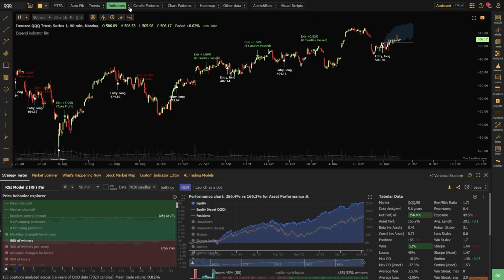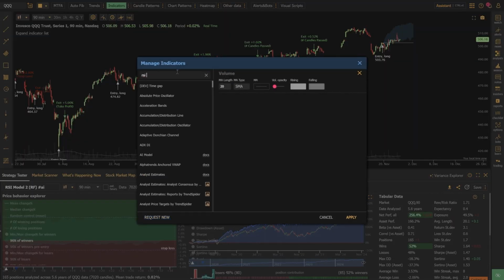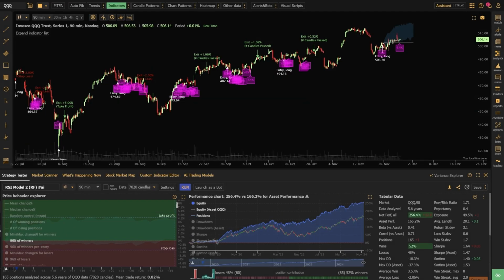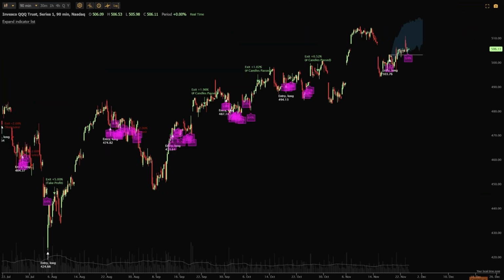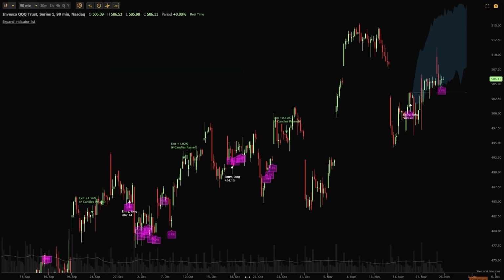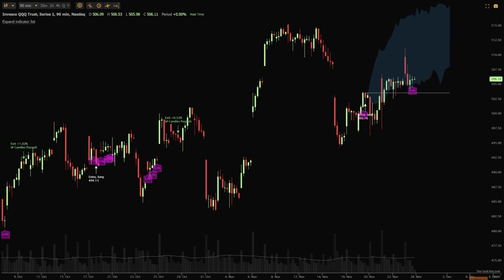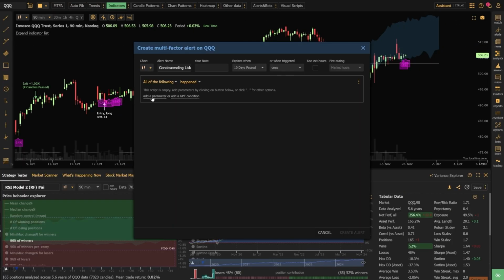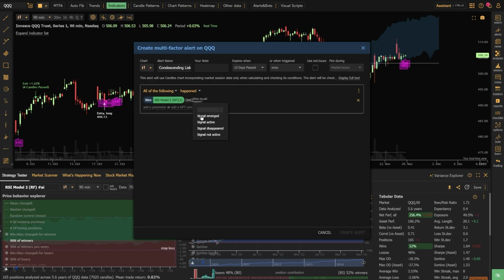With the best performing asset and time frame identified, the strategy can be deployed in a number of ways across TrendSpider. Accessed via the Manage Indicators toolbox, deployed strategies can appear as text labels, allowing for visualizing new signals as they arrive. To receive a notification each time a signal emerges, AI model conditions like signal emerged can be selected as a parameter in a multi-factor alert.